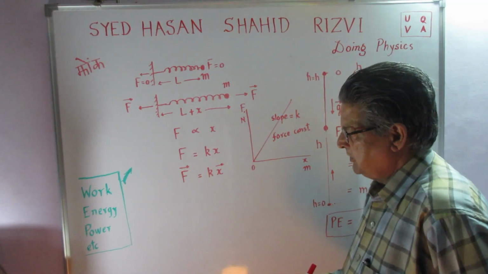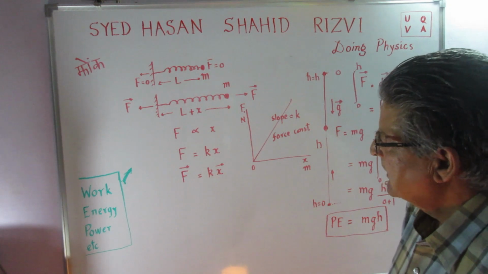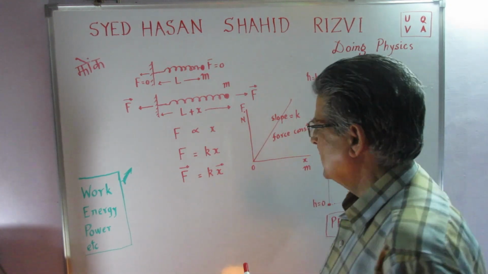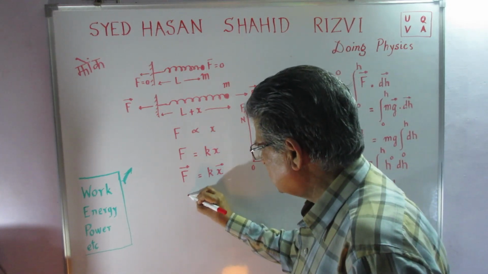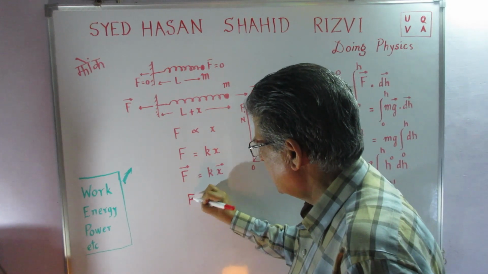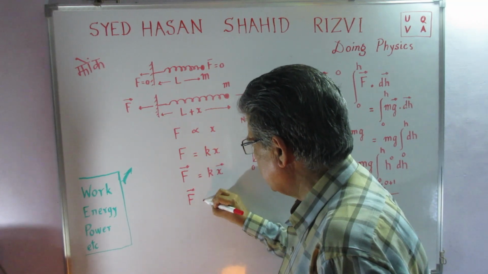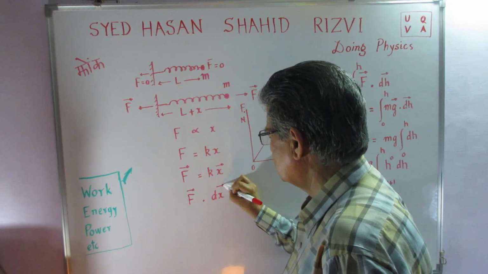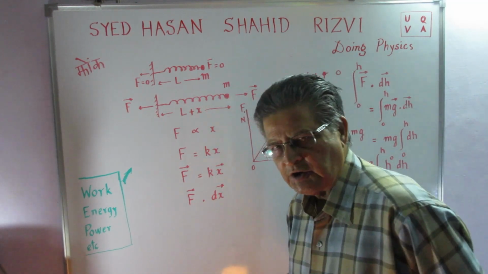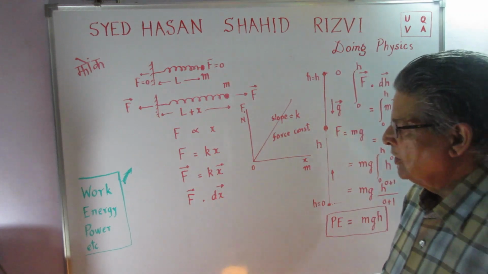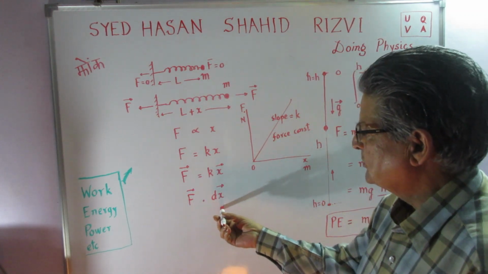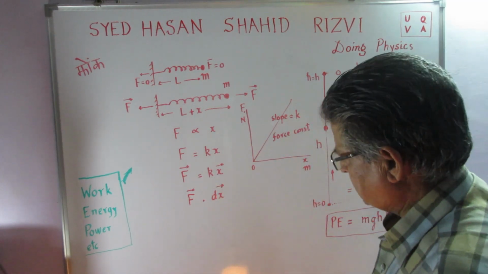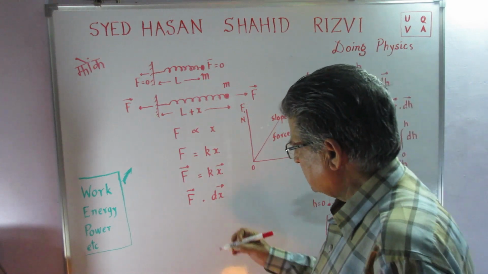I can also write that if this x is very small, I can take F dot dx. Now this is what is going to give us a kind of an energy associated with this system, because this is newtons and this is meters. Newton times meters is joules. I'll get something like this.